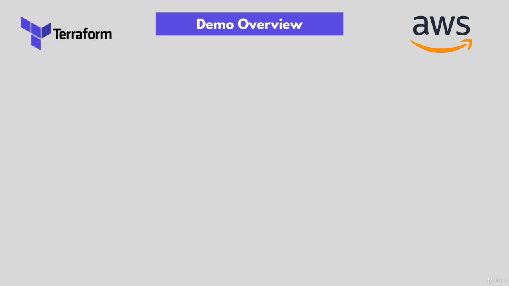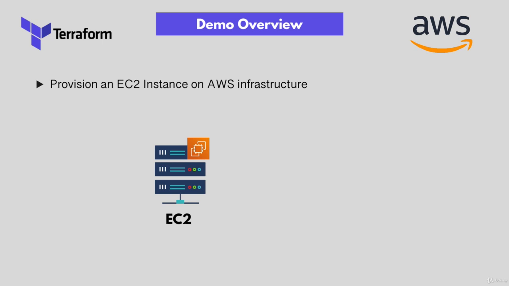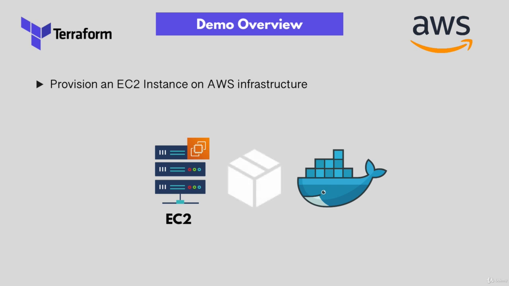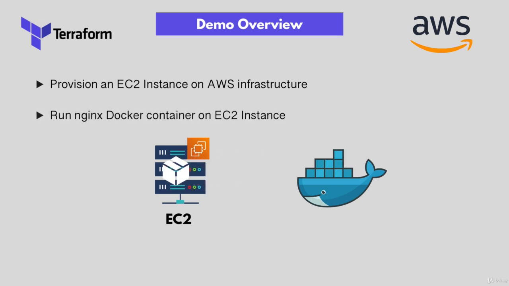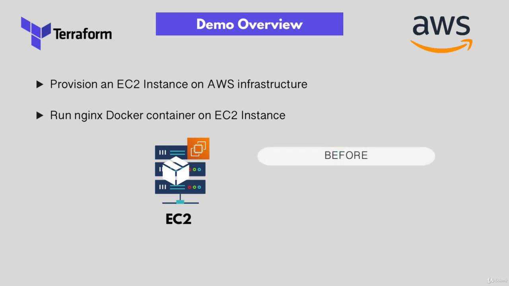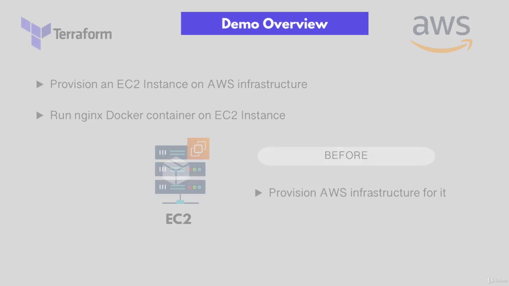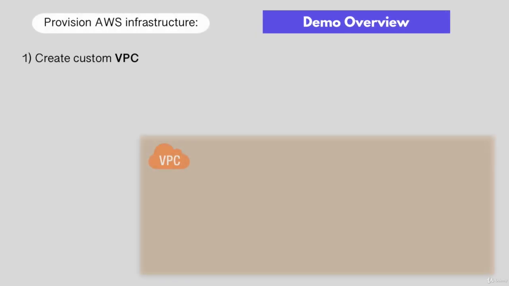So what we're going to do is we're going to deploy an EC2 instance, a virtual server on AWS, and we're going to run a simple Docker container on it. However, in order to create that instance, we're going to create the whole infrastructure on AWS. So first, we're going to need our own VPC. So we're going to create our own VPC instead of using the default one from the region.